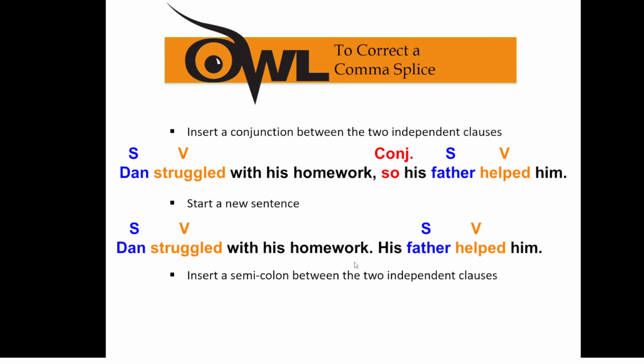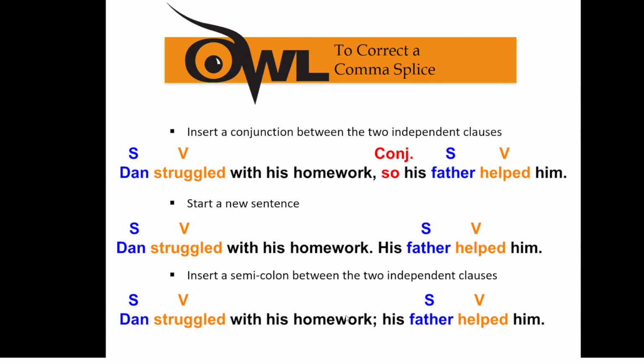Dan struggled with his homework. Period. His father helped him. Period. Because remember, an independent clause has everything it needs to be a complete thought and be a sentence. So you can always just separate with a period. And then, if you want a really fancy option, you can use a semicolon, which functionally operates as a period when it has an independent clause on both sides. But the rule for semicolons is, remember, always an independent clause on both sides, as if it were a period.